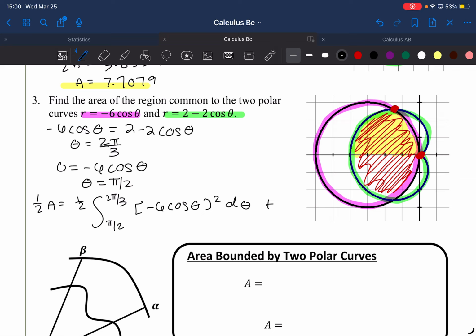Okay, so now I have to do the left side, and that is going to be the green polar curve, so the 2 minus 2 cosine theta. And so I'm still going to start right here at 2 pi thirds. That's where I ended my last one. And I think I forgot to put the 1/2. So it's always 1/2 because we're following the area formula from above.